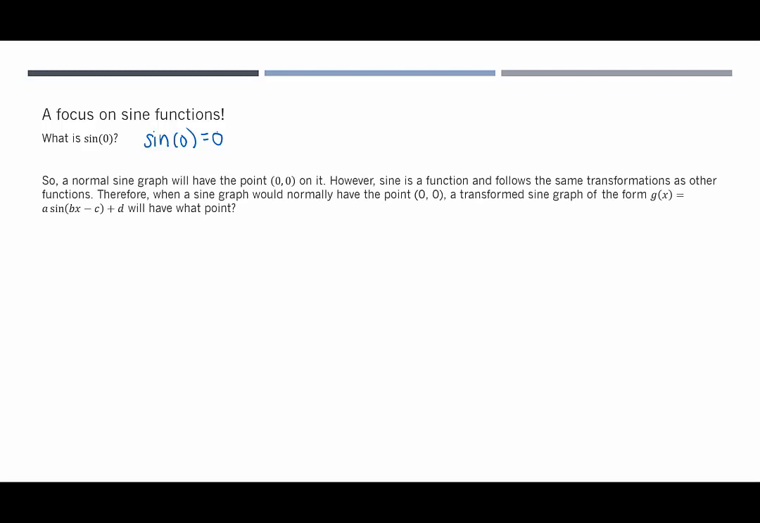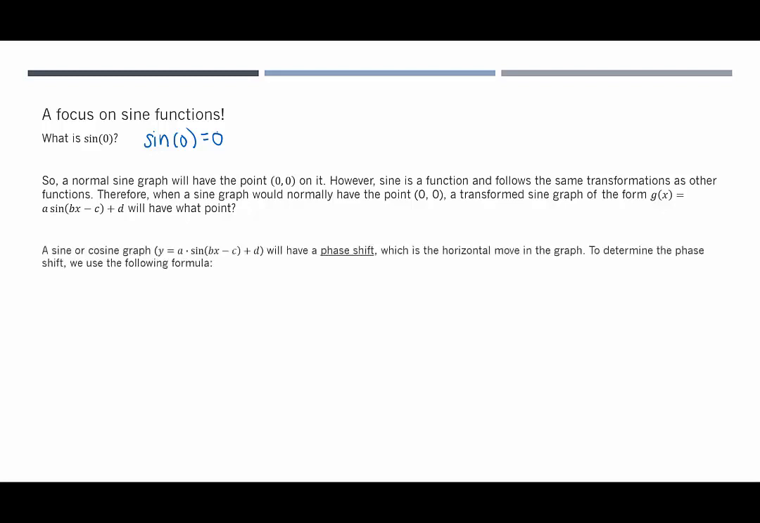But like we've seen with other functions, sine graphs can also have transformations. So where we would normally have a quote-unquote starting point, because actually it extends to negative infinity, but we have to start somewhere, where we would normally have a point of 0, 0, where would this point be if we have the equation g of x equals a times sine of bx minus c plus d? Let's go through a few more definitions to be able to answer this question.